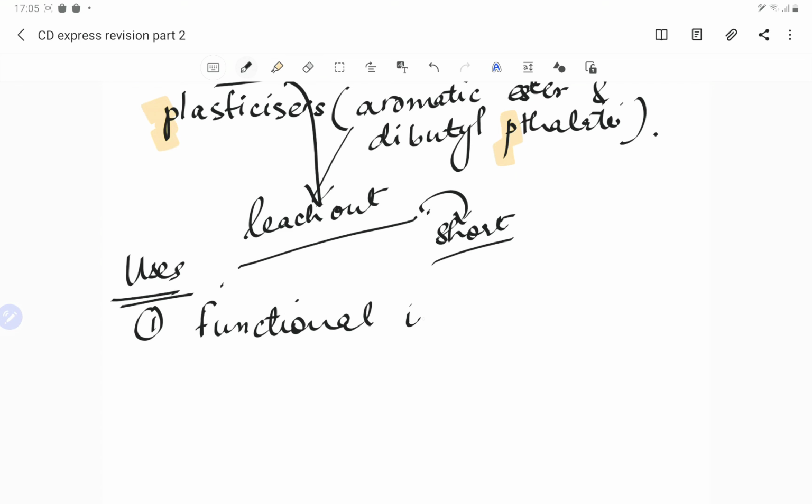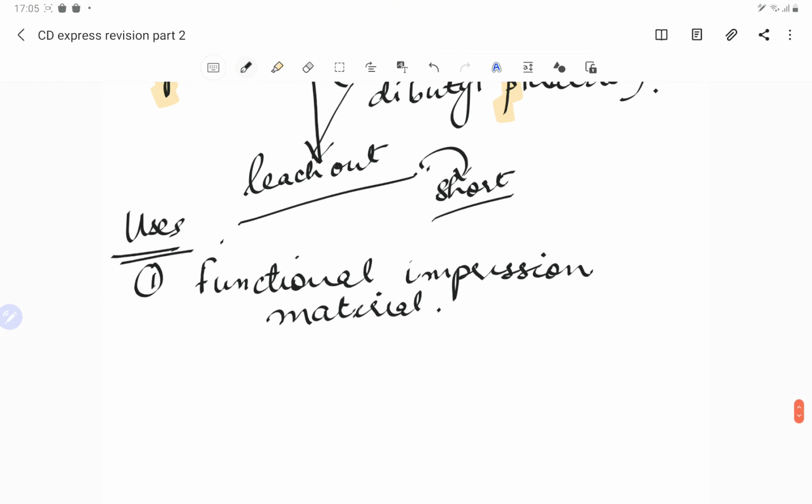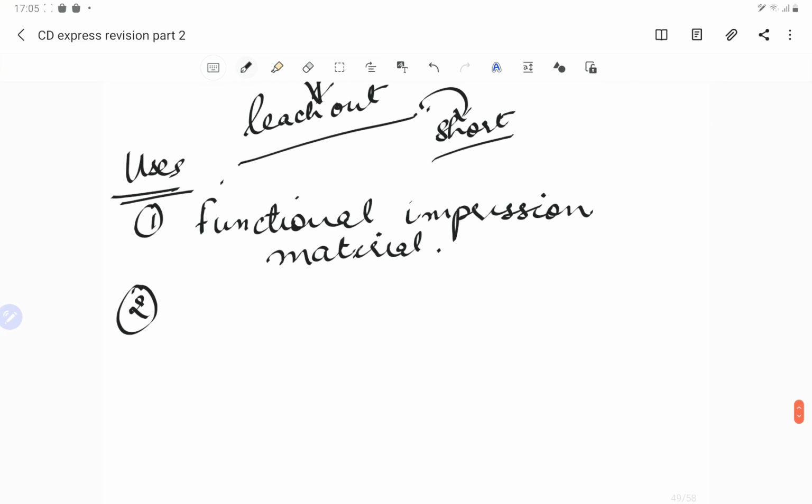The functional impression, if we talk about the Winkler functional relining method, we use it as a functional impression material. So we are going to take an impression from the tissue conditioner. That is why this is an impression material, and we have studied this in impression materials. The second use is as a temporary lining of the immediate dentures.